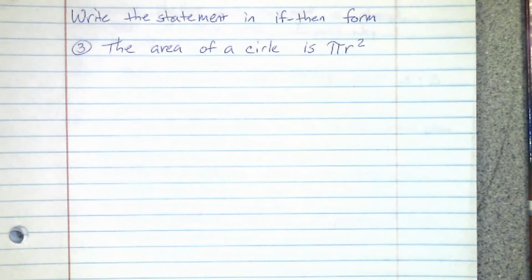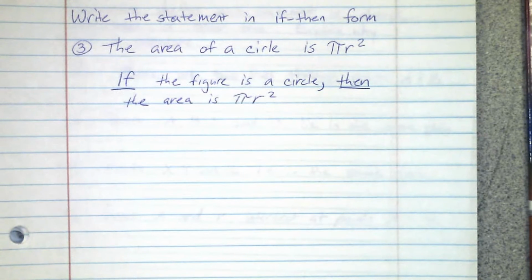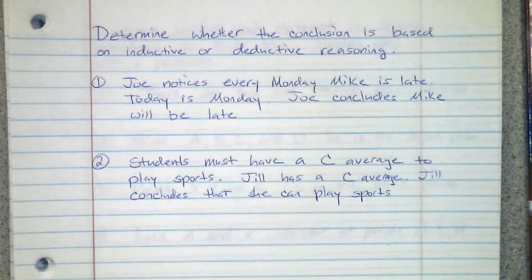Okay, here we have a statement that does not have the words if or then. Try to write that as an if-then statement. Okay, if the figure is a circle, then the area is pi r squared. Okay, give these a shot. Press play when you're ready.